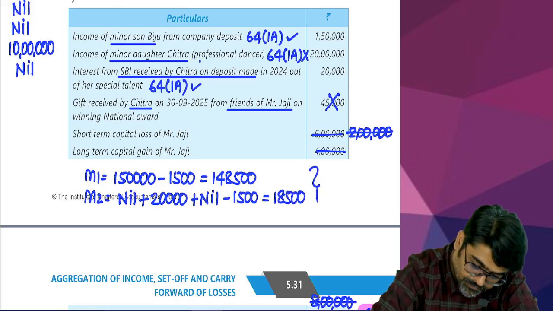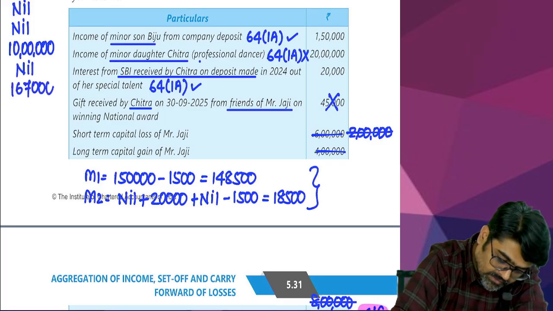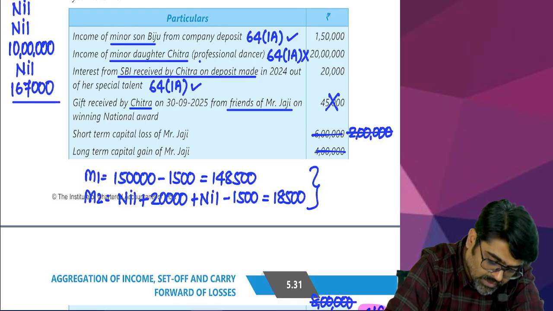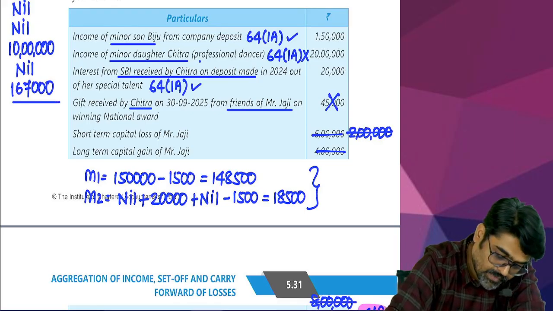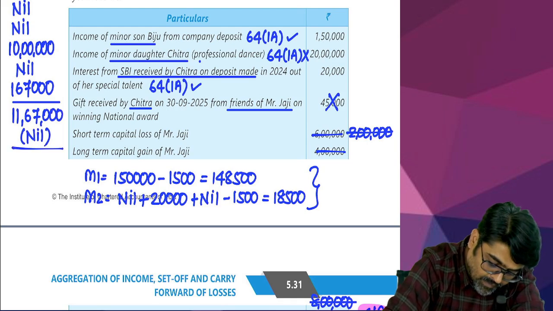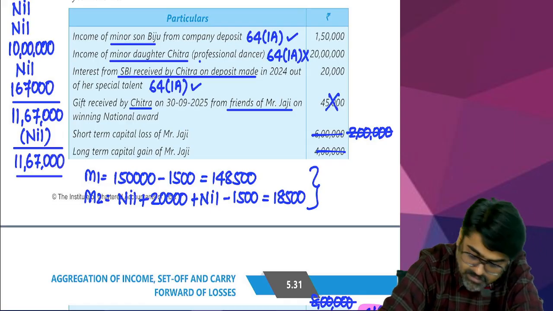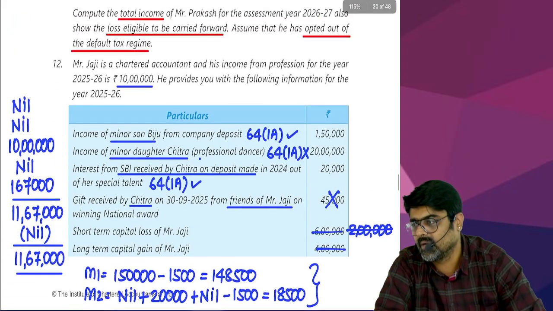Do the total. 1,67,000 will be your IFOS income. Do the total. 11 lakh. Check the answer. No Chapter 6 deduction, so total income is 11,60,000. Got the same answer? Everyone?